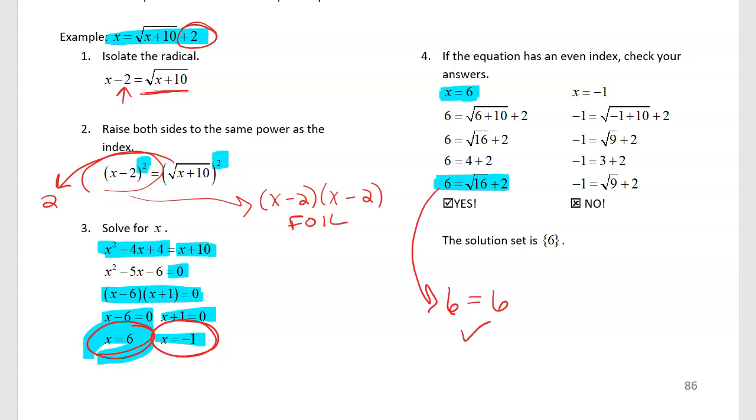When they plug in the -1, you can see that you get down to a situation where the left side does not equal the right side. The left side is -1 and the right side is 5. These are obviously not the same, and so it does not check. So when you give your final answer, you can only include the value that actually checked. And once again, that's all going back to that domain and range situation that you're dealing with when you're working with radical functions.